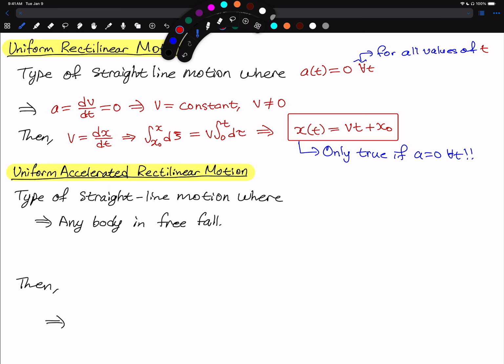This is by far the simplest case of motion, because as I said, if the velocity is also 0, then you don't have any motion at all. In fact, that is the definition of rest, that both the acceleration and velocity are 0 for all time.